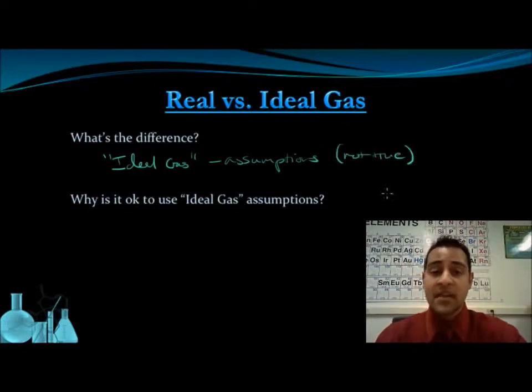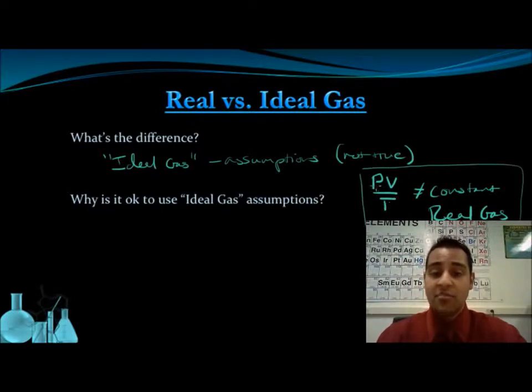One of the things that comes out as a result of this is that the relationship between PV and T, this ratio that we said was constant for a fixed amount of gas, turns out it's not constant for a real gas. That means in reality, the pressure and volume and temperature of a gas do not have a constant ratio. The ratio can change if the pressure or temperature or volume changes.